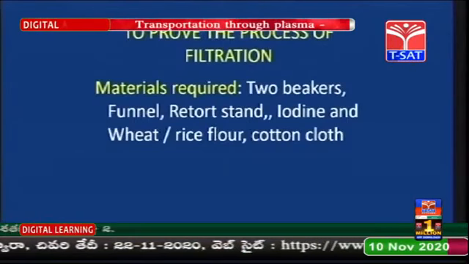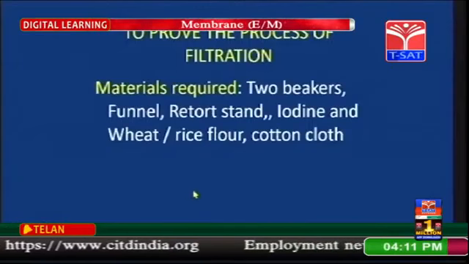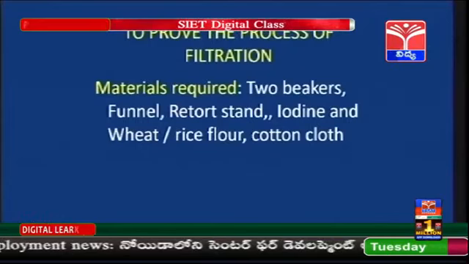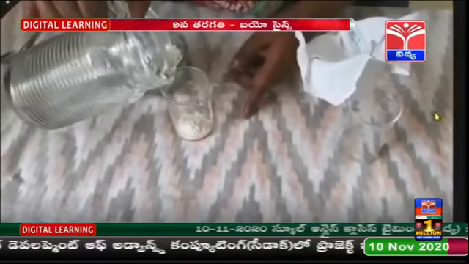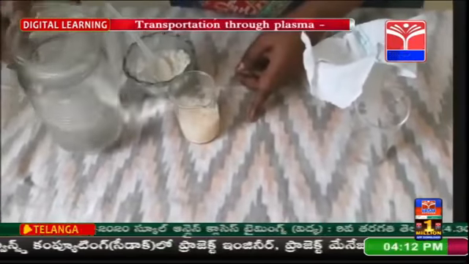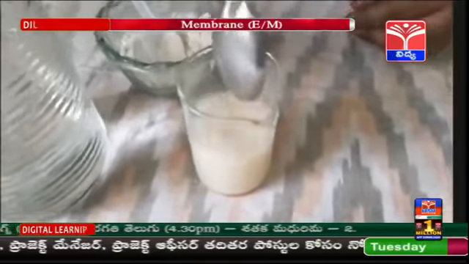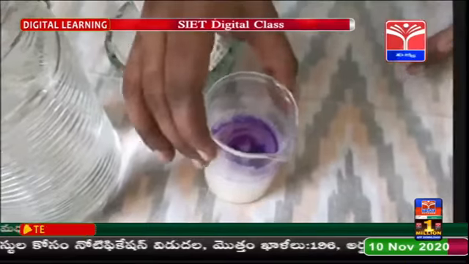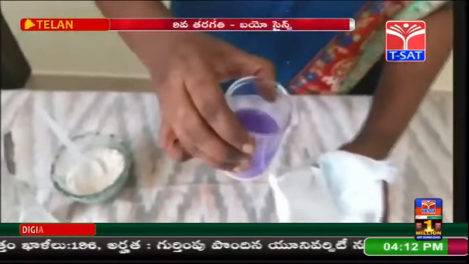For that, the materials needed are 2 beakers, funnel, retort stand, iodine, and wheat or rice flour or cotton cloth. So let's see the activity by playing the video. Add some wheat flour to the beaker and mix it with the water. I have added iodine solution to the solution. Now mix it and start filtration.